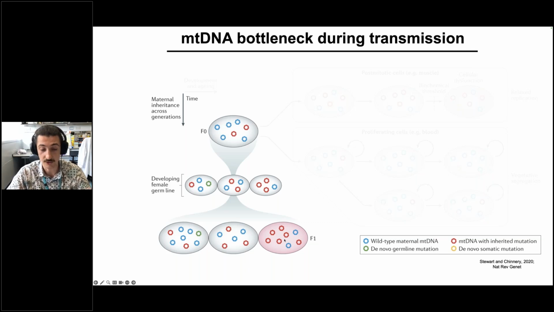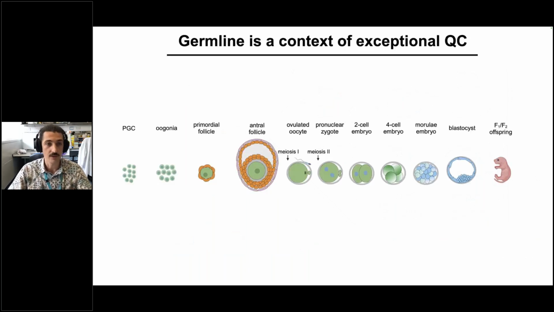And this exposes new mutations from one generation to the other to selection at the cellular and organismal level, meaning that new mutations, even if they come out at very low levels, can disappear in just one generation because they're not compatible with life. So the germline is actually a context of exceptional quality control for mitochondrial DNA. We have the bottleneck in pre-emergent germ cells, but emerging evidence shows that even in oocytes, there is a lot of quality control.